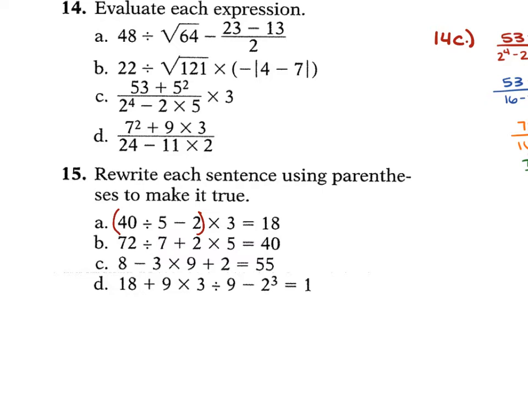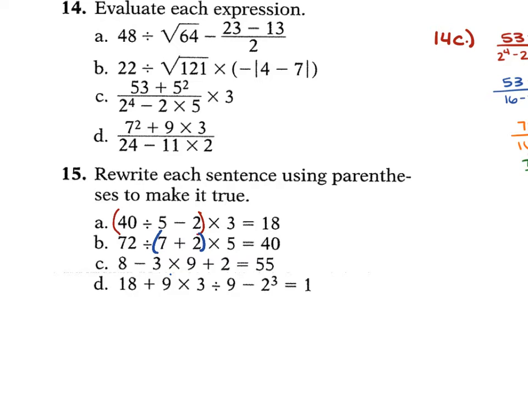For B, we have 72 divided by 7 plus 2 times 5 is equal to 40. Now, think about this. You cannot divide 72 by 7. However, 7 plus 2 is 9. 9 does go into 72 evenly. That gives us 8. 8 times 5 is, in fact, 40.